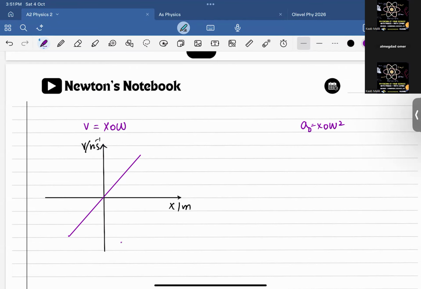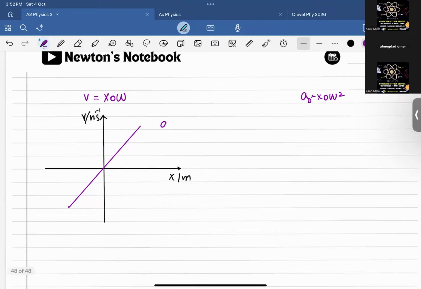And the gradient of the graph is equal to the angular frequency, omega. So these are the maximum values, by the way.